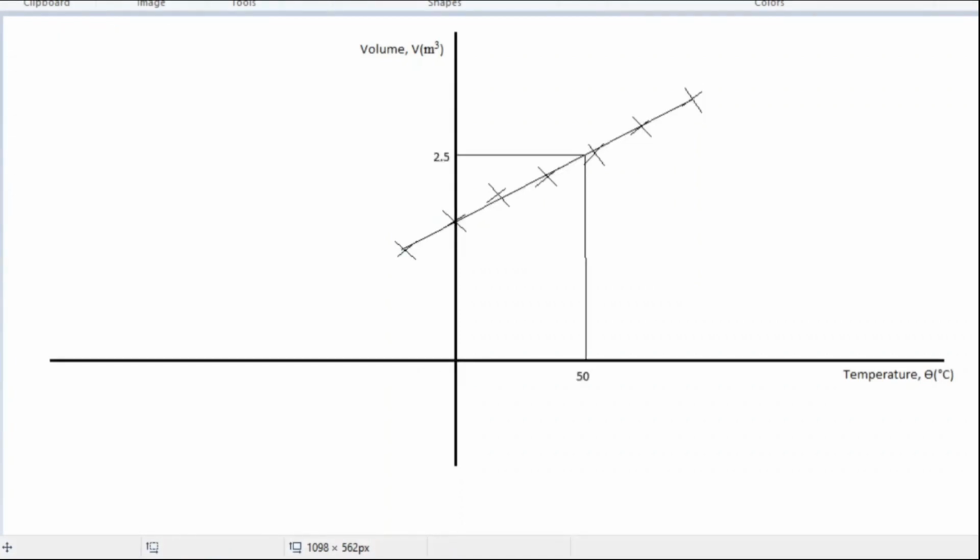So let's say, for example, if you wanted to know what the volume of the gas would be when the temperature was 50 degrees Celsius, you would mark a vertical line from 50 degrees on the temperature axis, which is your horizontal axis, all the way up till you meet your line of best fit, and then you make a horizontal line over to the vertical axis and you read off that corresponding value. So for example, if the temperature was 50 degrees Celsius, it would correspond to a volume of 2.5 cubic meters. So even though it was not one of the points that were plotted, one of the actual values read from the experiment, you could make that prediction with some great degree of accuracy.